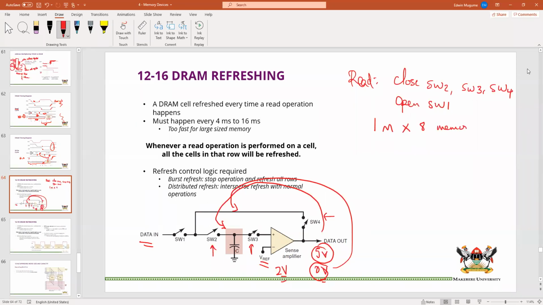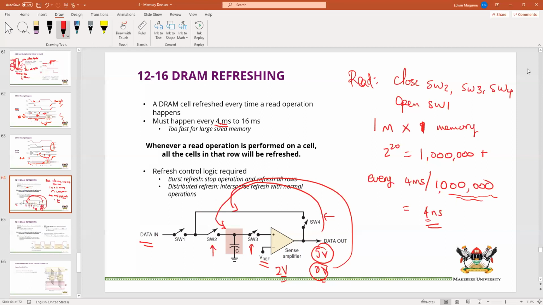Right. Now, the problem is that if you, for instance, have a 1M by 1 memory, that means you have 2 to power 20, which is 1 million plus, basically. Now, if you have to refresh every 4 milliseconds, it means that you must read from each cell every 4 milliseconds over 1 million. We know that 2 to power 20 is greater than 1 million, and this actually gives you about 4 nanoseconds, slightly smaller than 4 nanoseconds. So it means you have to read from every cell at a rate of 4 nanoseconds per cell.